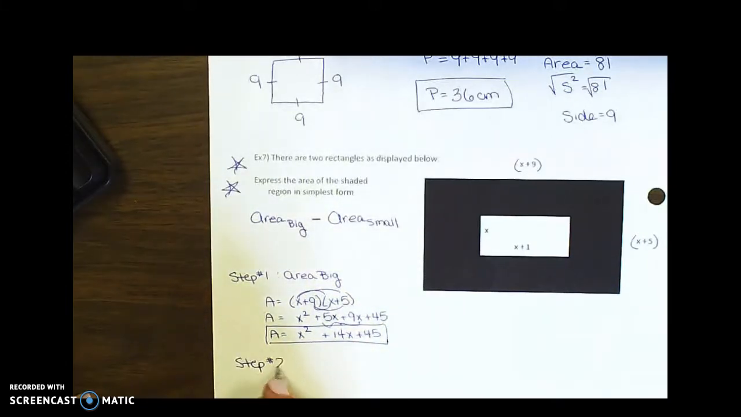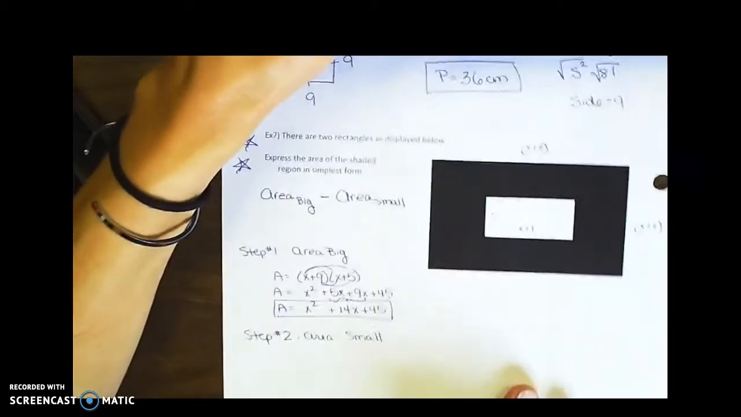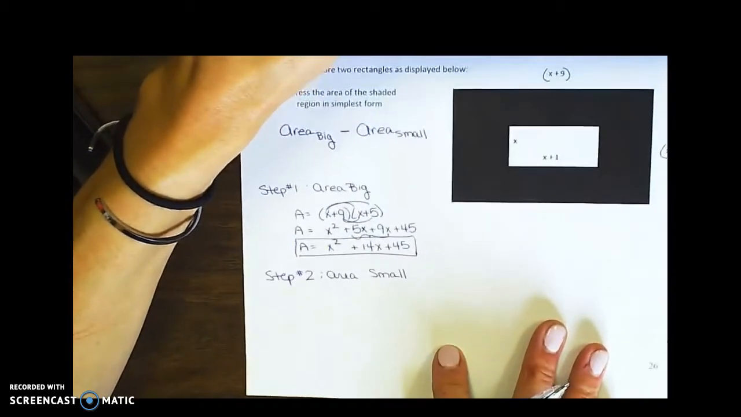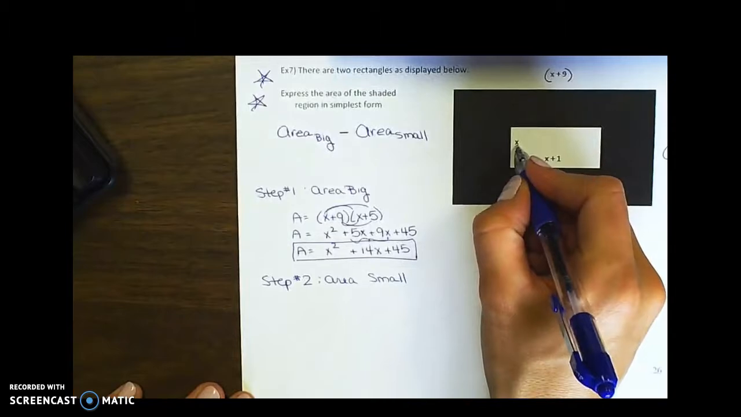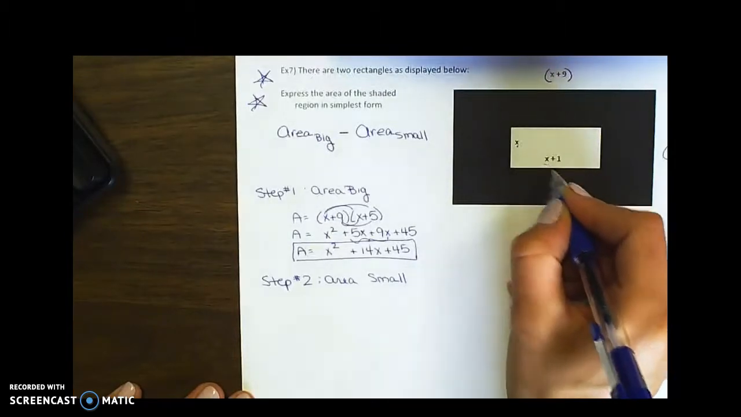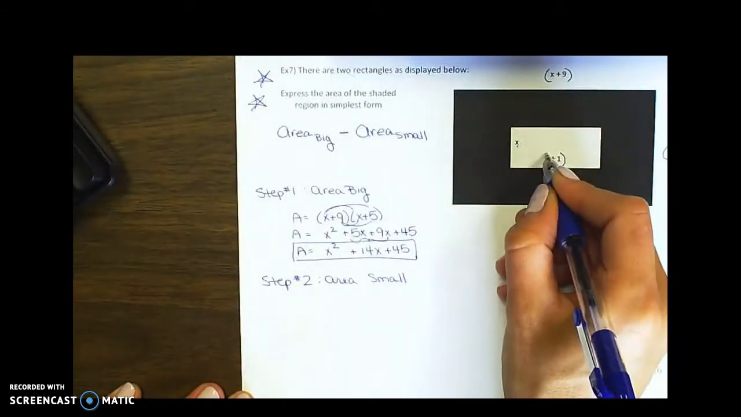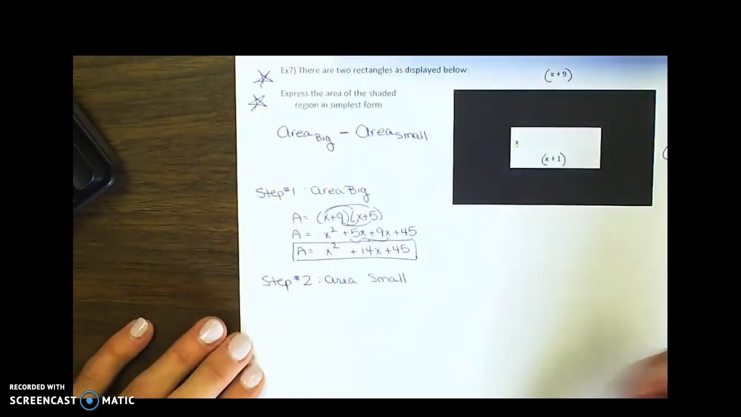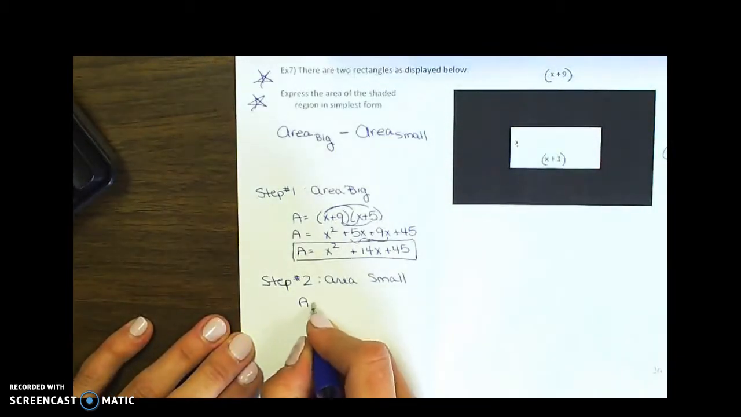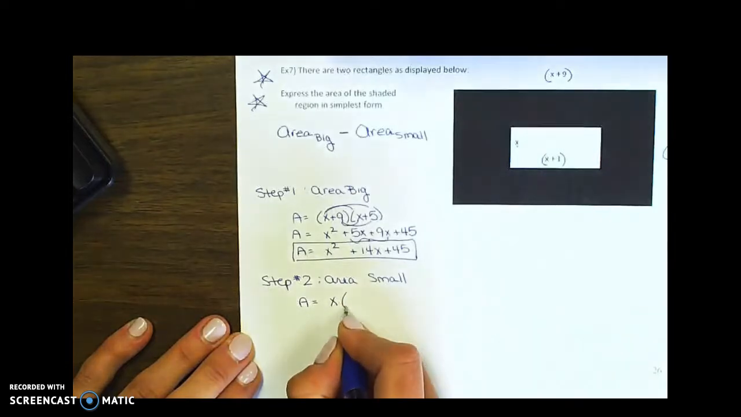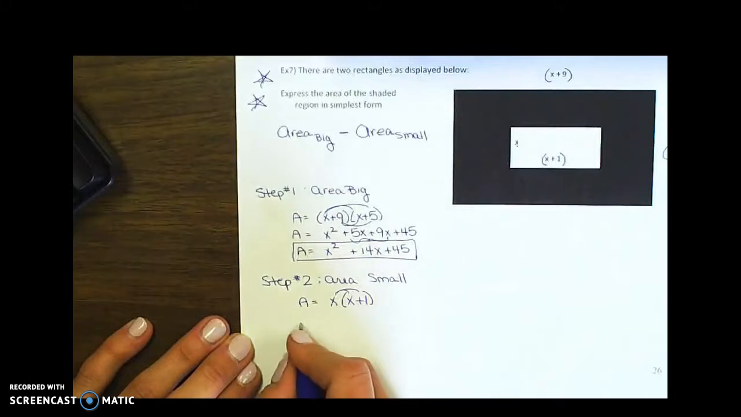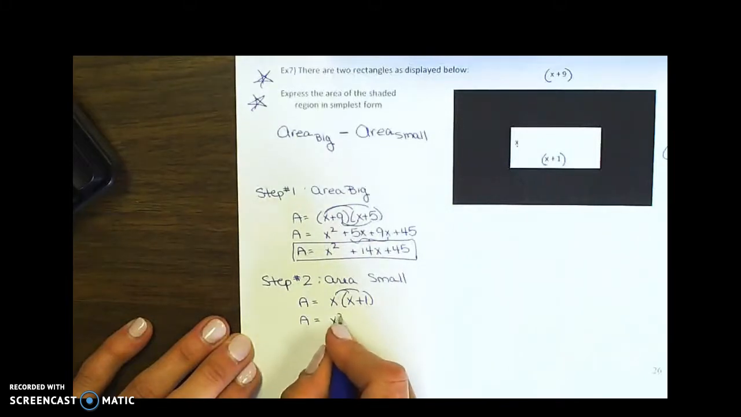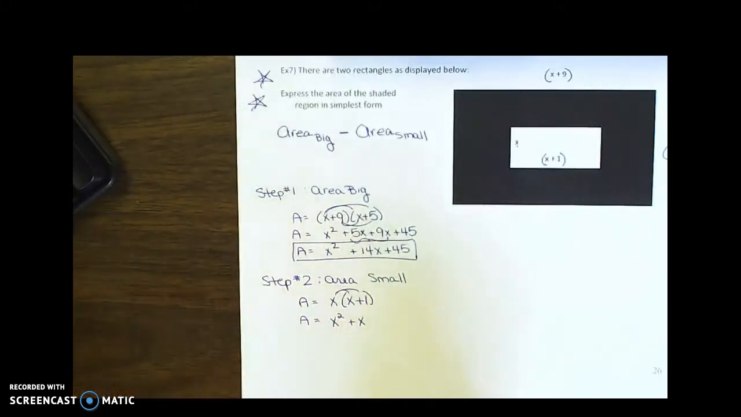Step number 2. We're going to find the area of the small. Okay, so if I take a look at my small rectangle, I see that my length is x and my width is x plus 1. And this is a binomial. A binomial is a quantity, so we put it in parentheses. So area of the small is equal to x times x plus 1. So I'm going to distribute into the parentheses. We get x squared plus x.